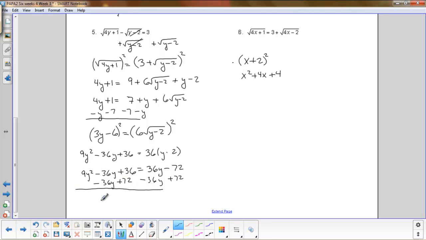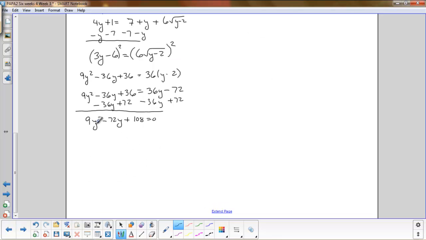And now I have a factorable form, y squared minus 72y plus 108 equals 0. Before moving on, I'm going to take out the GCF, which is 9, okay? And that's going to give me y squared minus 8y plus 12 equals 0.